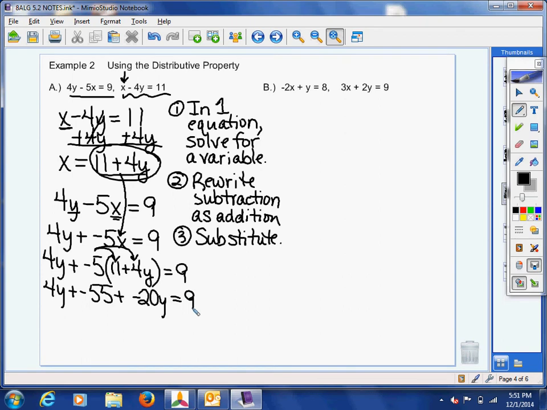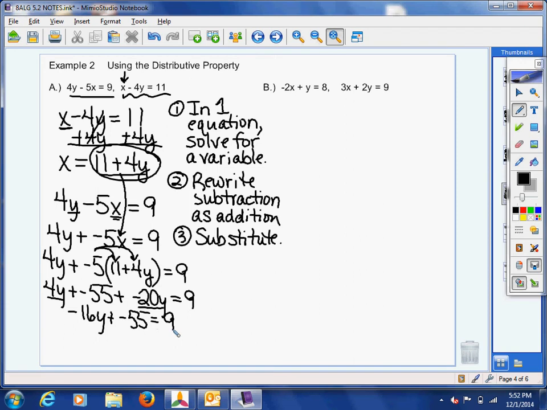Now, I'm not ready quite yet to start moving things around. You notice I have y's on the same side of the equal sign? Well, that means I can combine them. They're on the same side, and I can put them together. So what is 4y plus -20y? And hopefully you said -16y.